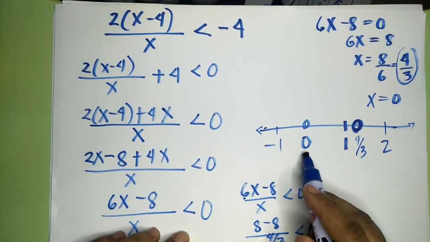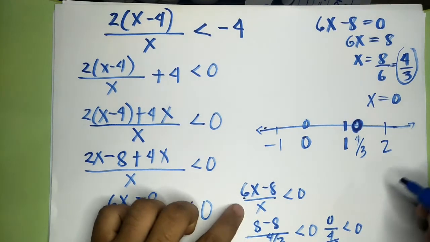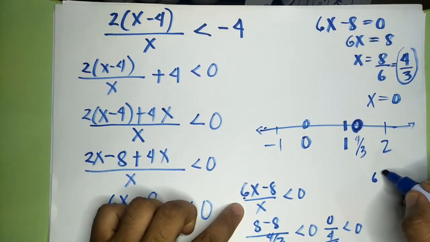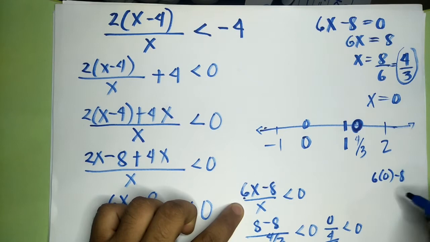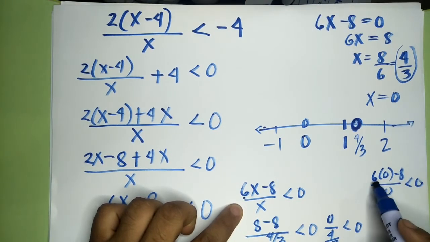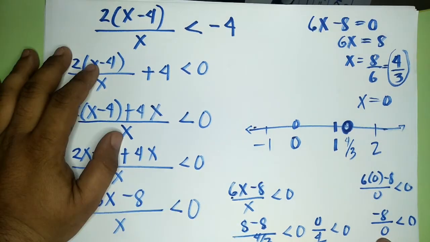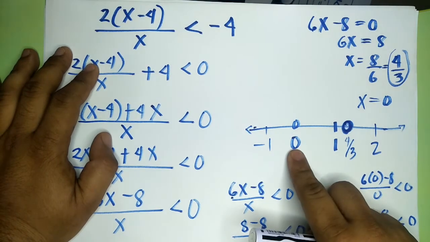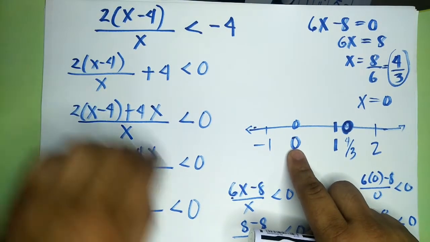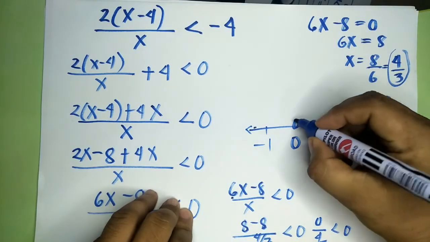How about 0? So, kung 6 times 0 minus 8 over 0 is less than 0. So, 0 times 6 is 0 minus 8, that's negative 8 over 0 is less than 0. Pag ang denominator natin ay 0, that is undefined. So, meaning hindi natin siya masosolve. So, hindi rin included ang 0. So, open circle din siya.